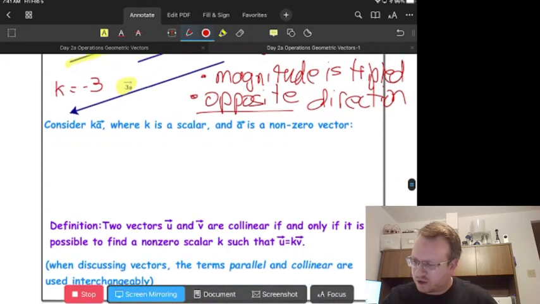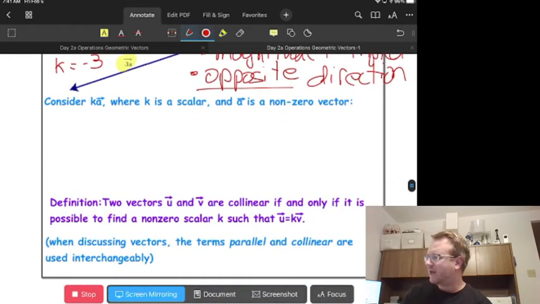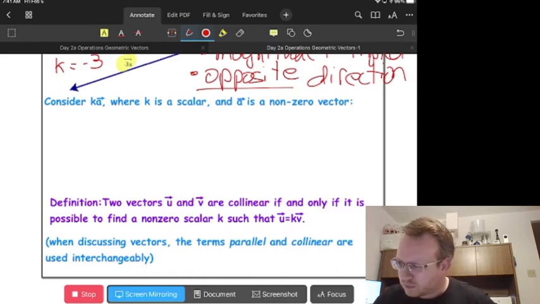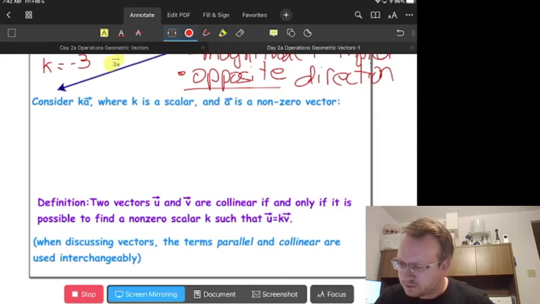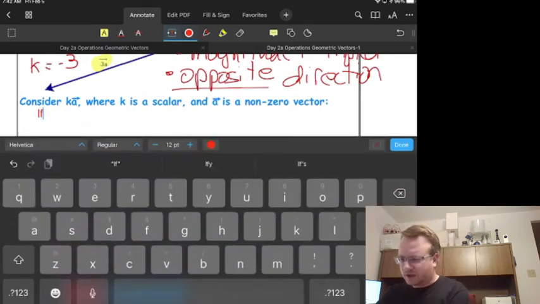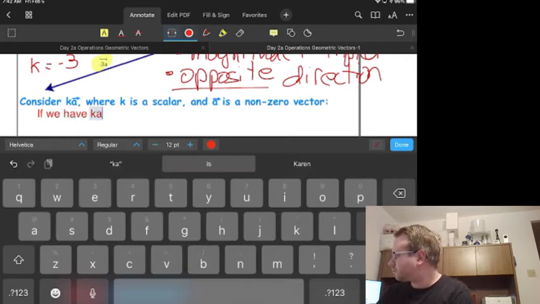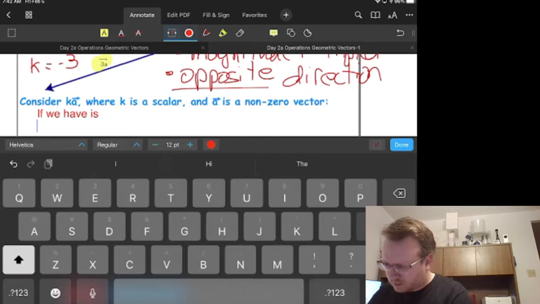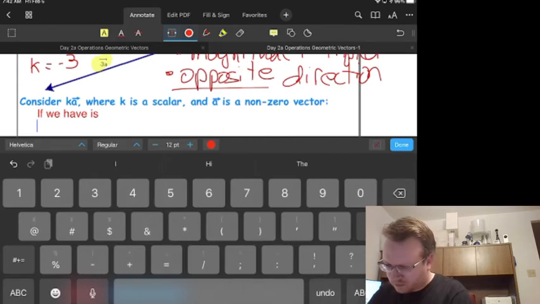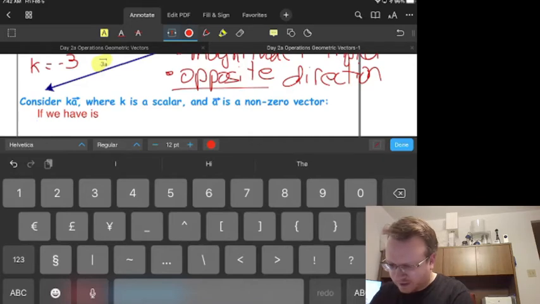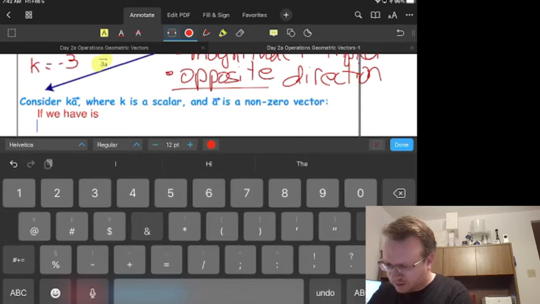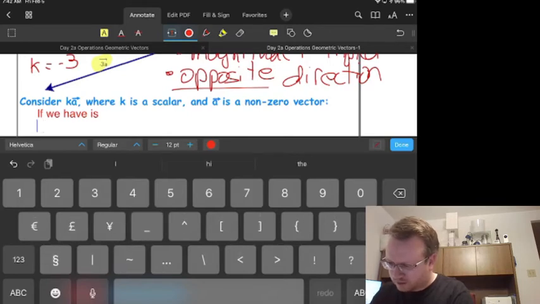So let's talk in general terms. Consider Ka, where k is a scalar and a is a non-zero vector. And I think I might need to type here. I'm not used to typing on the iPad. It'll be a new experience. There we go. Come on. Just want to make a dash.